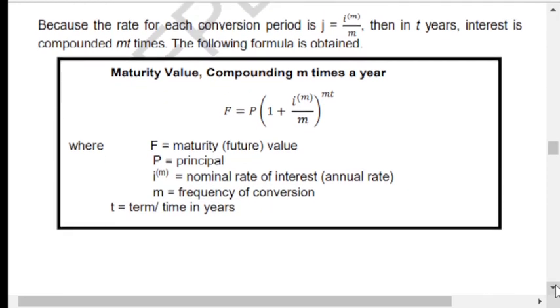So the following formula is obtained. To find the future value, it would be P quantity 1 plus j exponent m over m to the power of m times t, where F is the maturity or future value, P is the principal, j sub m is the nominal rate of interest or annual rate, m is the frequency of conversion, and t is the term or time in years.